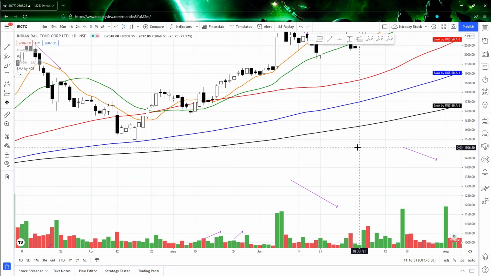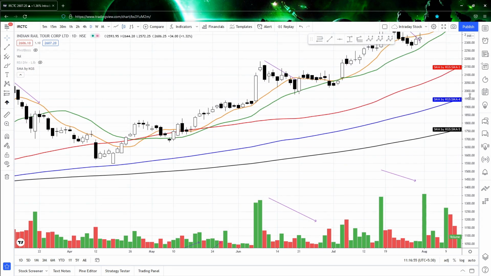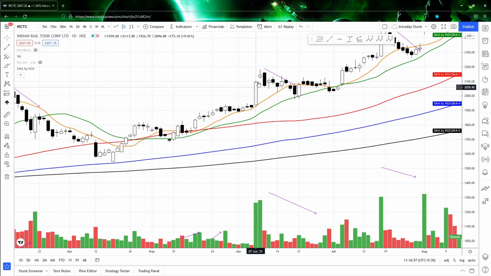Clear? And again, if you see here, there is a sign that though the market went upside, it is coming for a pullback, and whenever it is coming for a pullback towards the MA, the volume is coming down.